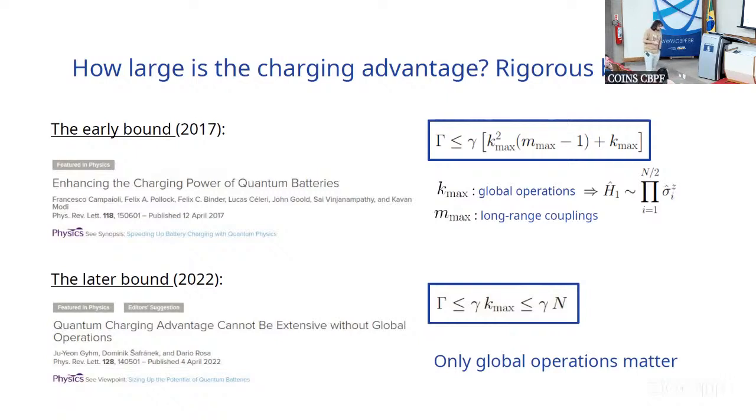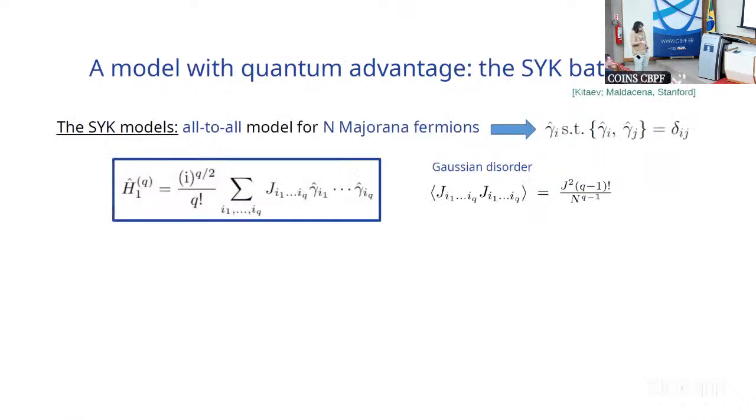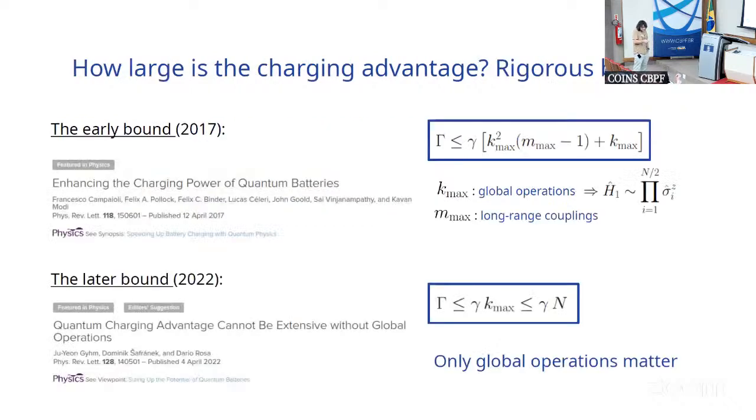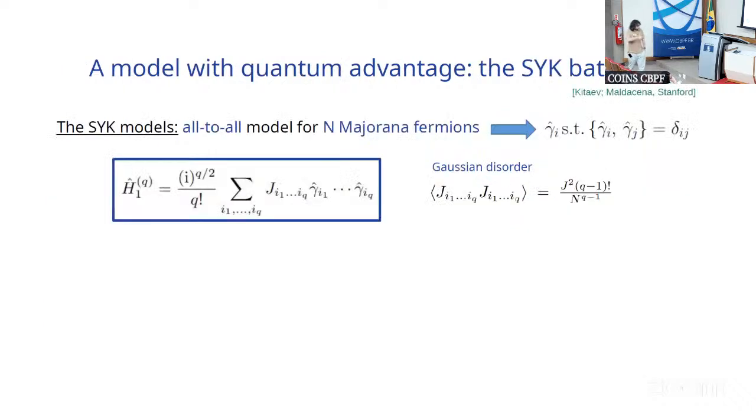So far, so good. Now, in between these two papers, there was an extra development in which I also contributed, that was to provide an example of a specific model in which an extensive scaling of the advantage was available. And to introduce this model, I need to make a little bit of a detour by talking about the SYK model, to talk a little bit about what it is, and then I will specify what we did.